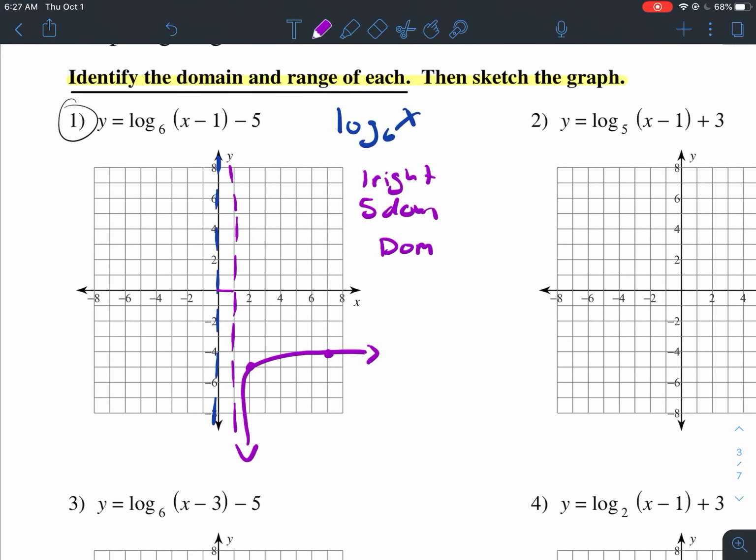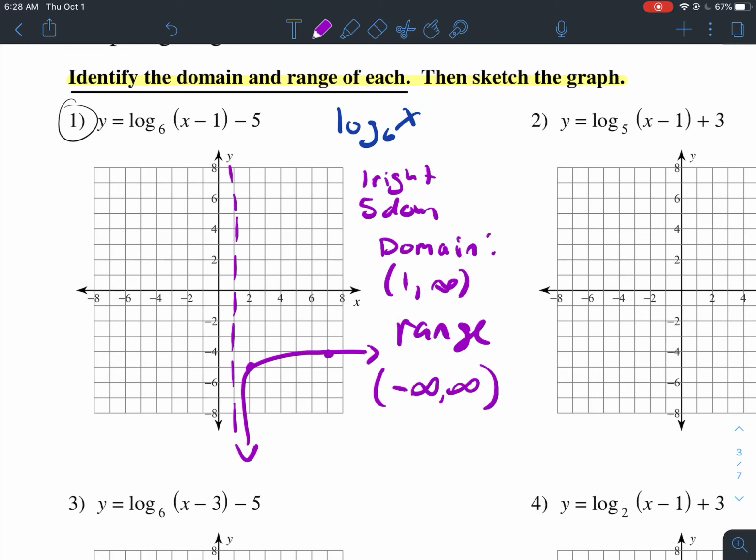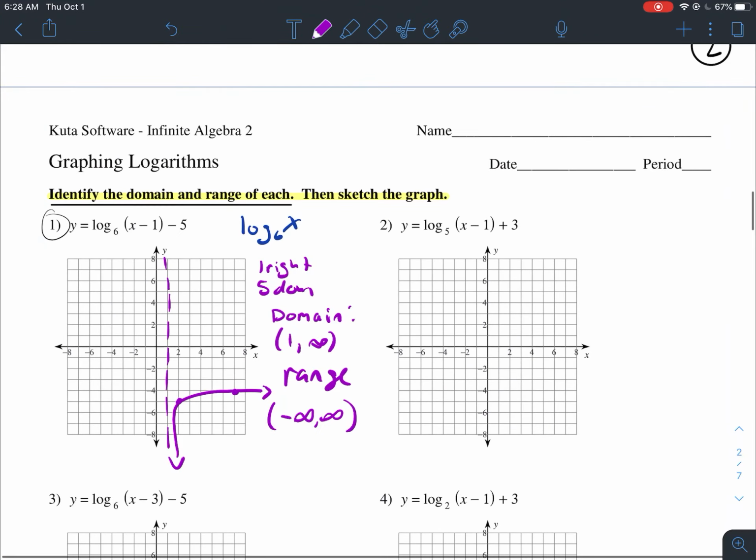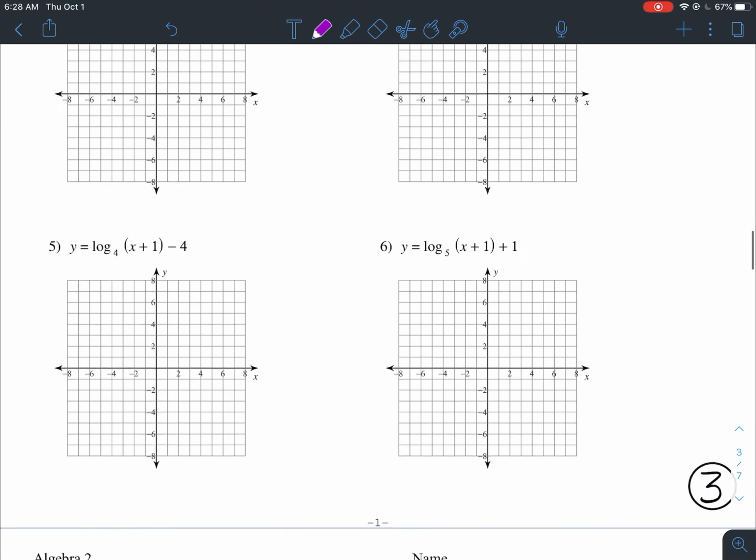Now, in terms of the domain, the domain has to do with that asymptote, right? So my domain here is going to be open, 1 to infinity. My range is going to be -infinity to +infinity. For these log graphs, the range is always -infinity to +infinity because you can get any y value.